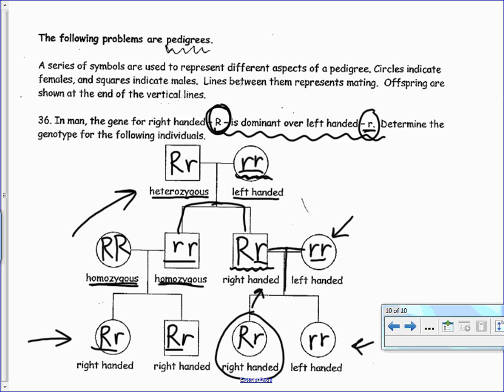If for some reason you were unable to figure out one, you could write a question mark if you did not know for sure. Or sometimes instead of a question mark, you would just put a dash. And that means it could be dominant or recessive, but there's no way to tell from the information on the chart. All right. Once again, this was a tutorial on how to figure out a pedigree chart.